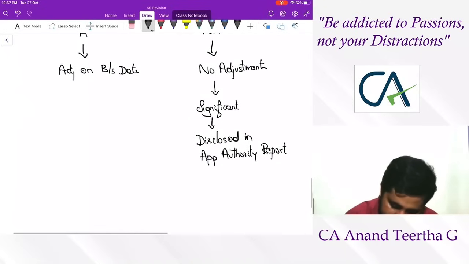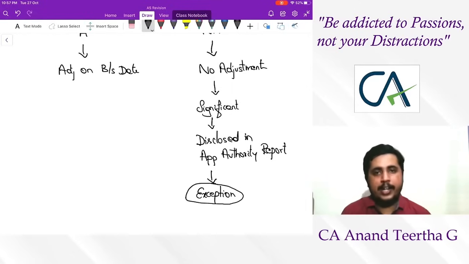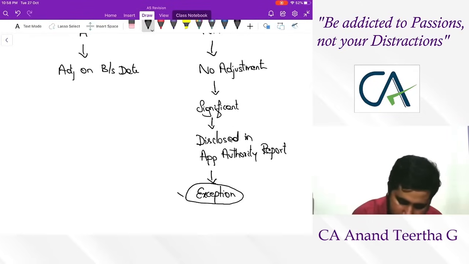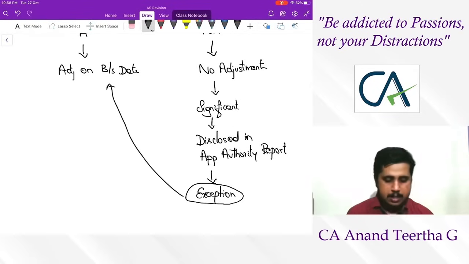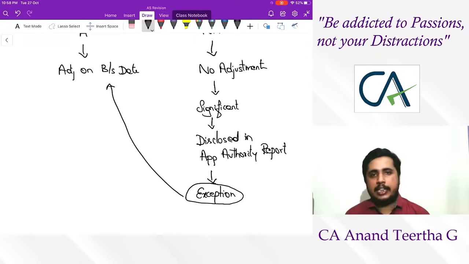What is that one more thing? There is an exception to the rule. Now, what is the exception ideology? The point is, non-adjusting event, no adjustment to financial statement should be given. However, if it comes in the exception, it becomes an adjusting event. Make adjustment to balance sheet date. Now, what is that exception to the rule?